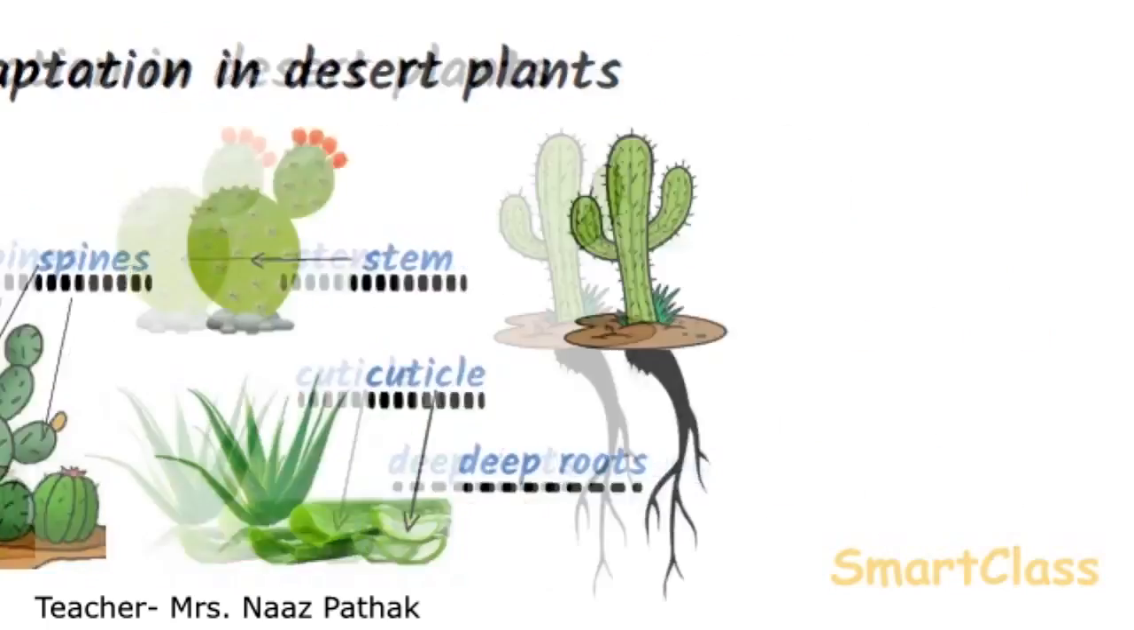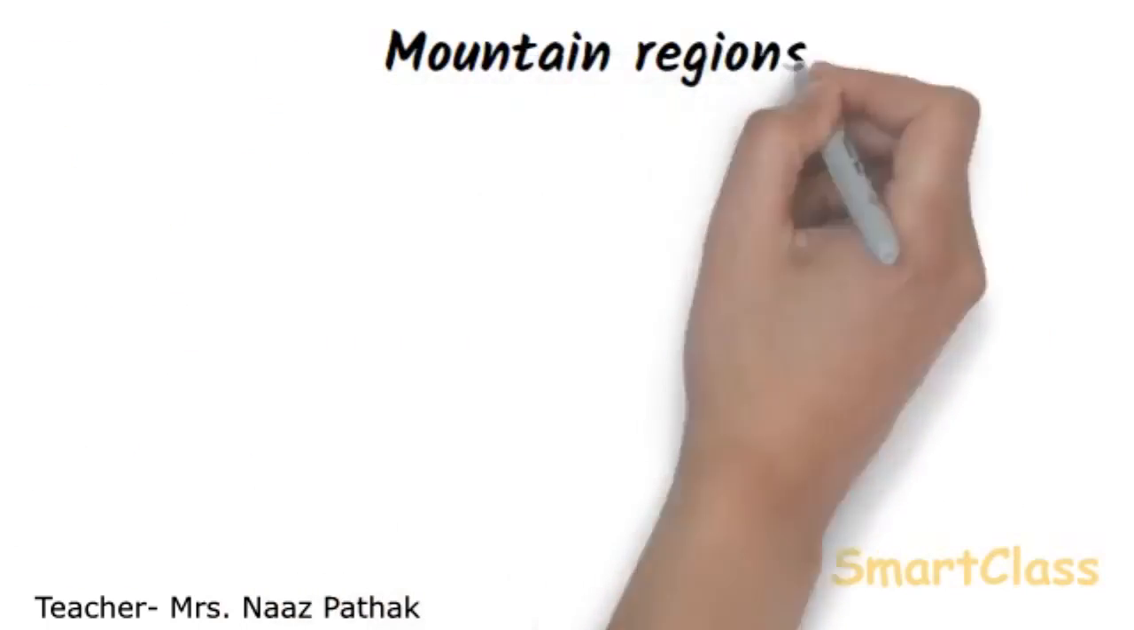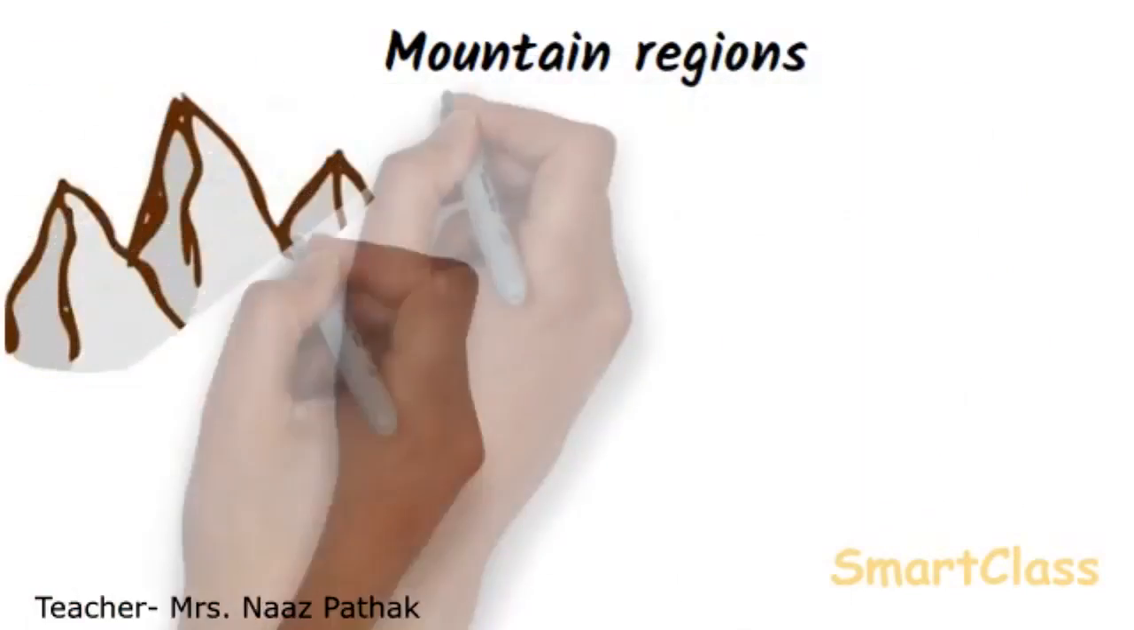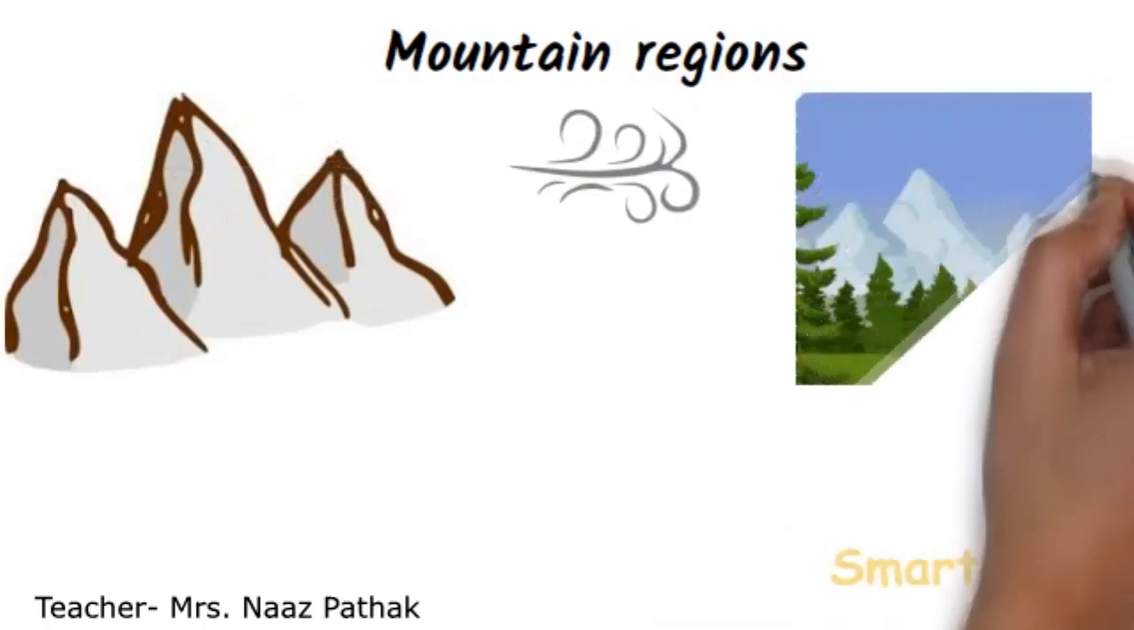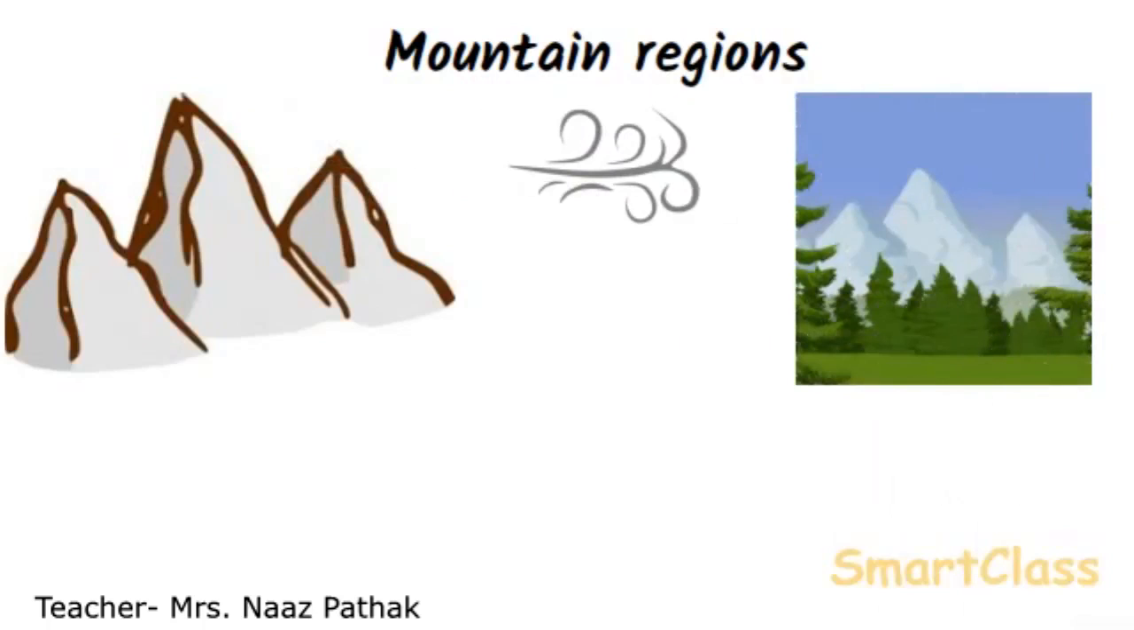Mountain regions. A very high hill is called a mountain. The mountain habitats are usually very cold and windy. There is a large variety of plants and animals living in the mountain habitats. Adaptation in plants in mountain habitats. There is a lot of rain in mountain regions.